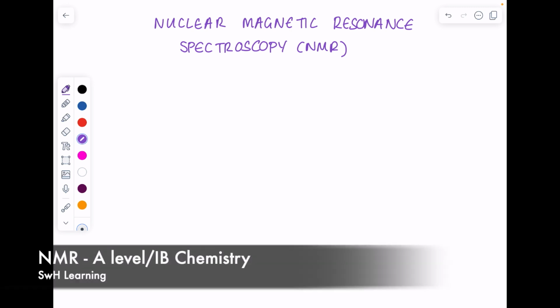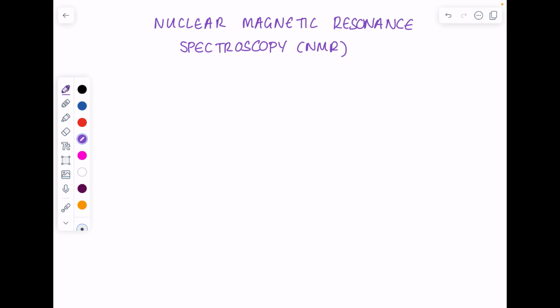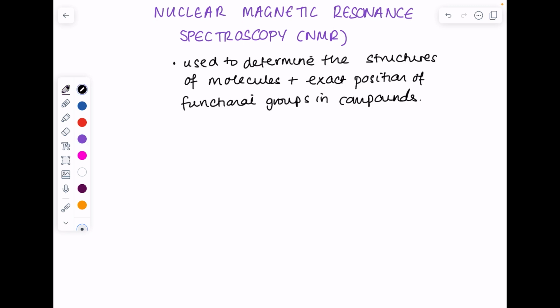Nuclear magnetic resonance spectroscopy, also known as NMR. This is a method used to determine the structures of molecules and the exact position of functional groups in certain compounds. Now, there are two types of NMR that we're going to meet. The first one is the more straightforward one. It's the Carbon-13 NMR. And then the second one is what we call proton NMR. That one's slightly more complex.